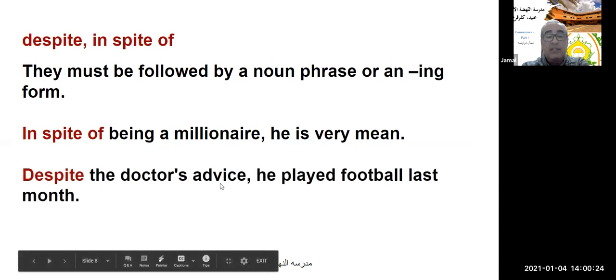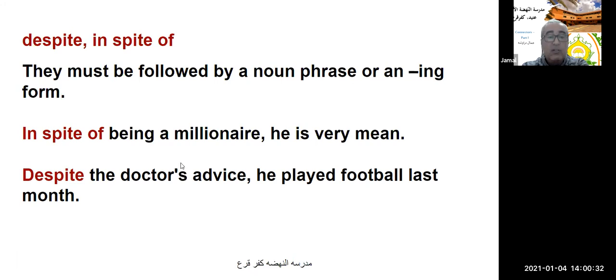Despite the doctor's advice, he played football last month. So in spite of is followed by a noun phrase. Despite is also followed by a noun phrase. You can't use a verb after in spite of and despite.